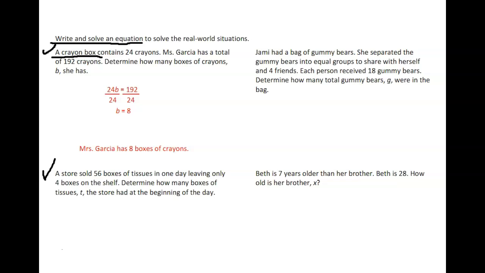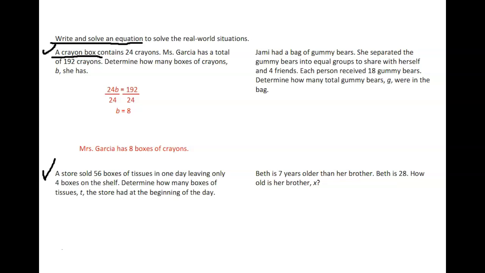A crayon box contains 24 crayons. Miss Garcia has a total of 192 crayons. Determine how many boxes of crayons, B, she has. So if she has 24 crayons, we don't know how many boxes she has. That's the B for what you're looking for. But we are multiplying, because if you take the number of crayons in one box, multiply it by the number of boxes, you get a total of 192.